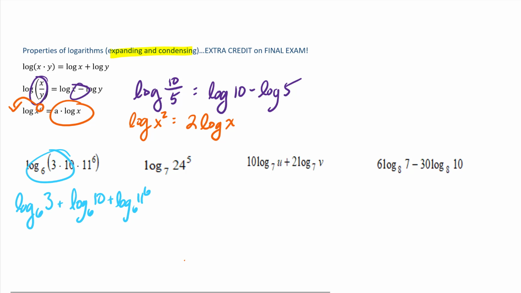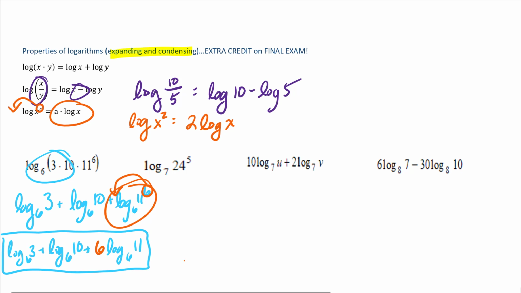So I can apply that to the same problem I was looking at, log base 6 of 3 times 10 over 11 to the 6th power. I can separate that last part out a little better. First I can rewrite these as log base 6 of 3 plus log base 6 of 10, and then I can move this 6 to the front, and that's going to be 6 log base 6 of 11, and I have completely expanded that logarithm.